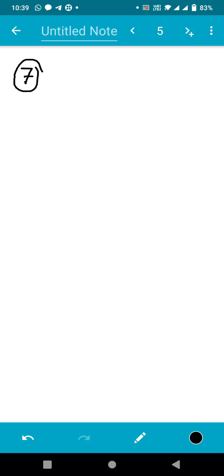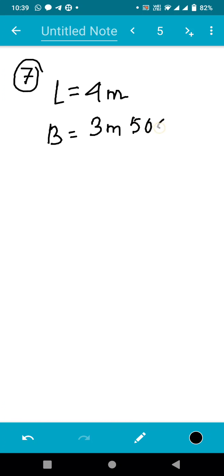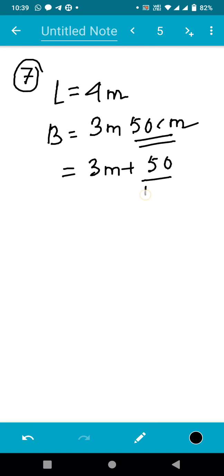Fine. So what is given? Length is given 4 meter, and breadth is given in the form of 3 meter 50 centimeter. Now we have to convert this centimeter into the meter form, because they have asked what is the area of the carpet in meter square form. Fine. So we have to change the centimeter form to a meter form. So same way, that is 50 by 100, and this will be equals to meter.